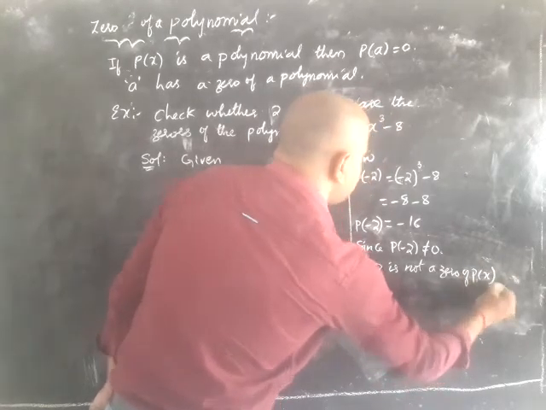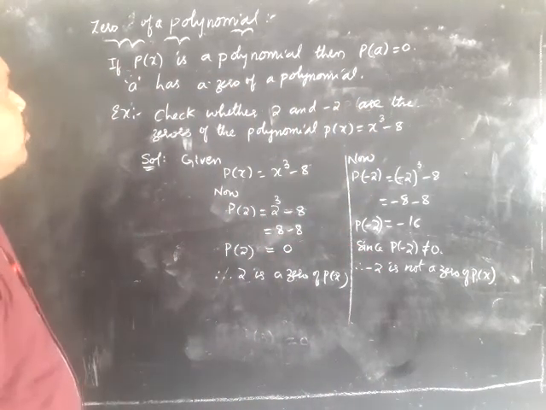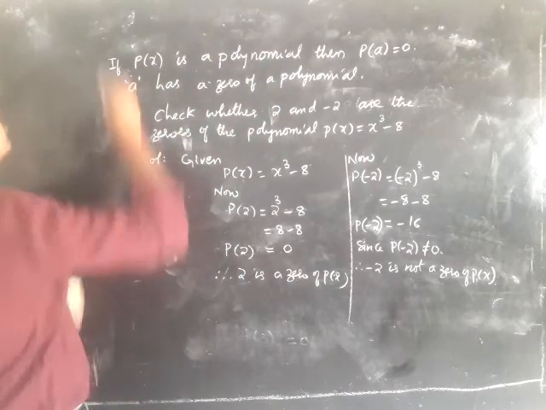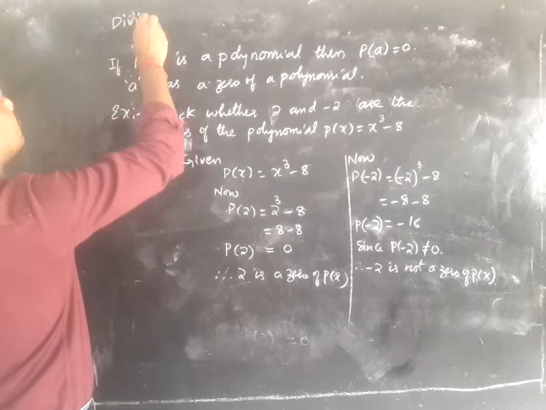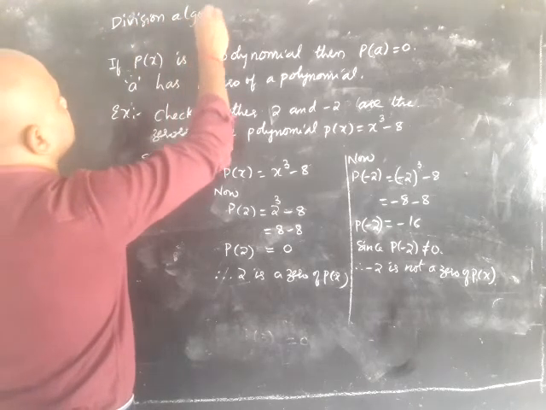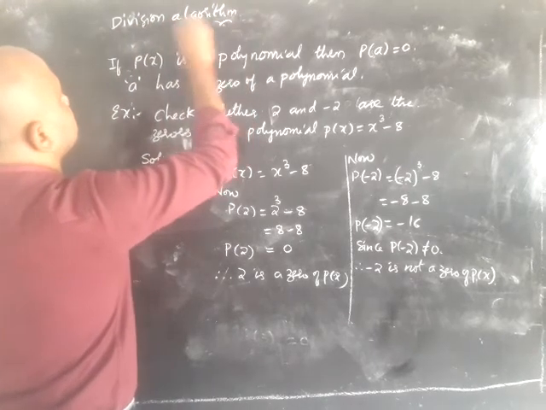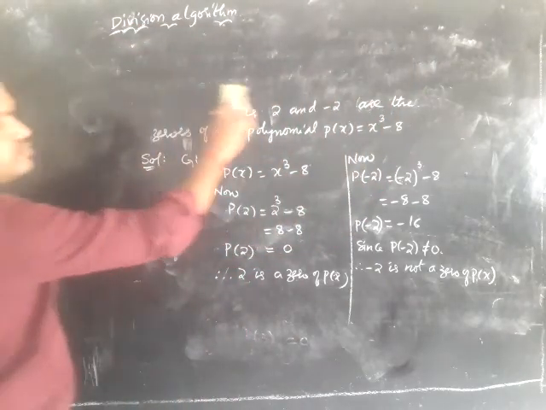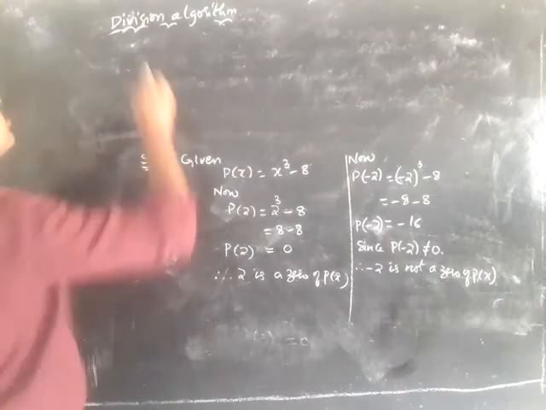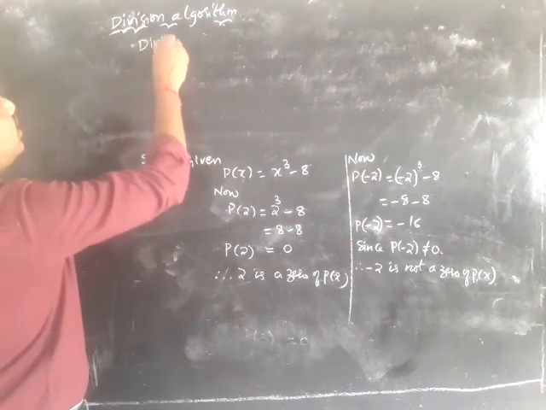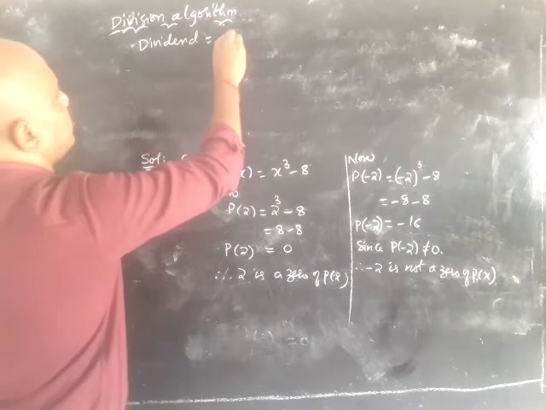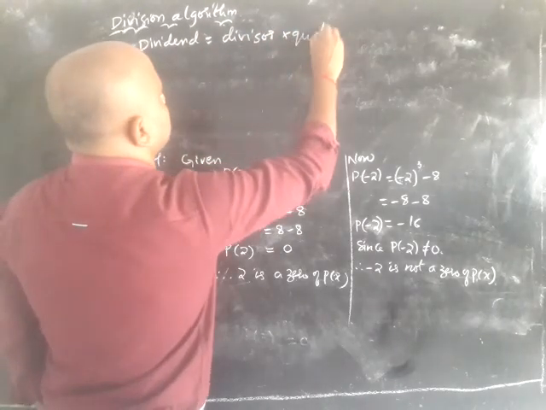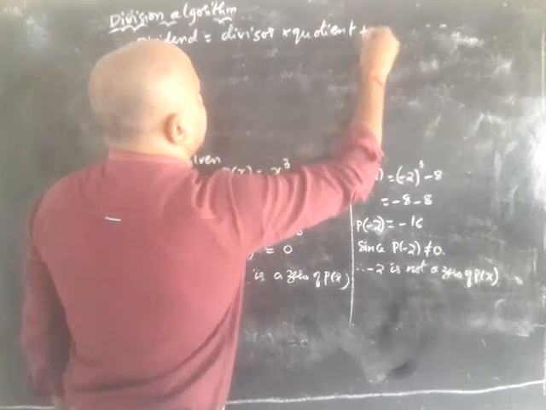p of x. Next, we are going to discuss the division algorithm. Division algorithm: dividend is equal to divisor into quotient plus remainder.